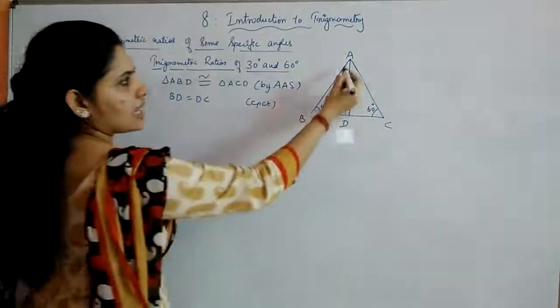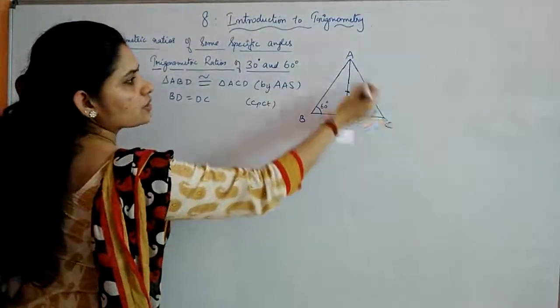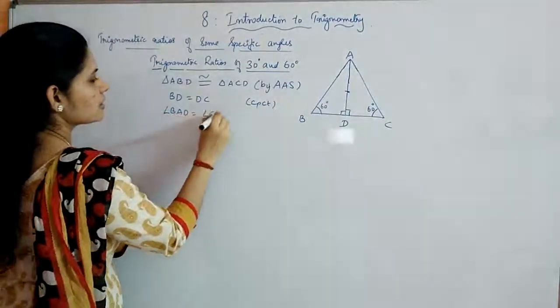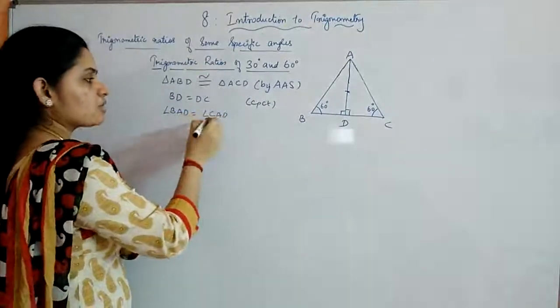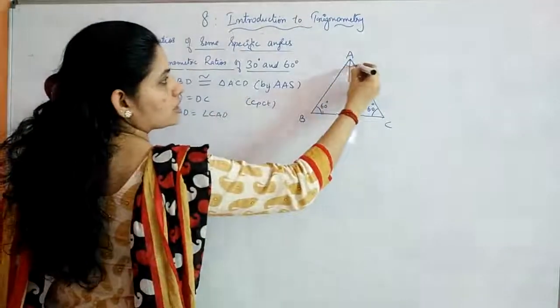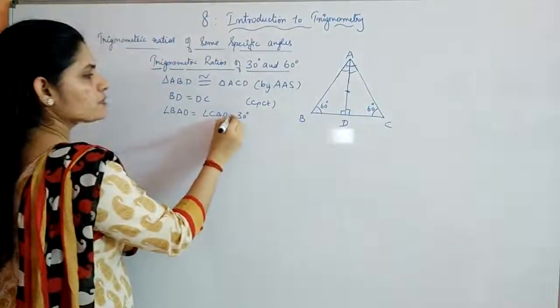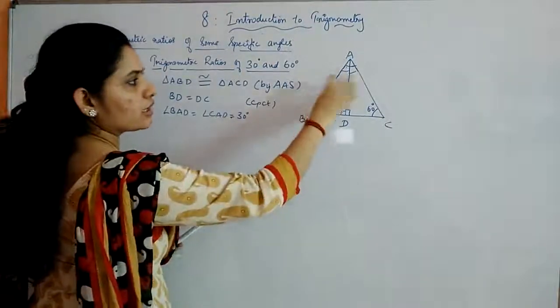Again, these angles also will be equal. That means angle BAD will be equal to angle CAD. Now, when I say that these two angles are equal and I know that the total is 60, each one will be 30 degree, right? So, these concepts you got. Now, what we are doing is we are considering only one of the triangles.